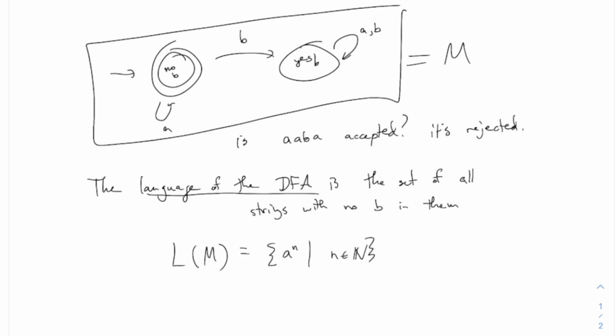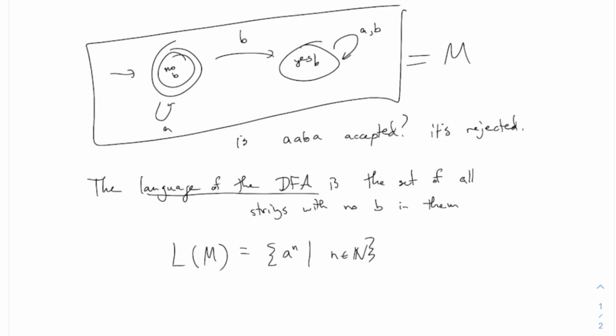These strings are only A's. I'm saying the same thing here, although in quite a different way. When I wrote it in words, I said all strings with no B's in them. That means they must be all A's. And a string of all A's, you could just write as some power of A, where n is a natural number. It would be redundant to actually specify that you don't want B's in this case. So this means the set of all things which look like A to the n. There can't be B's in there, because I said A to the n.